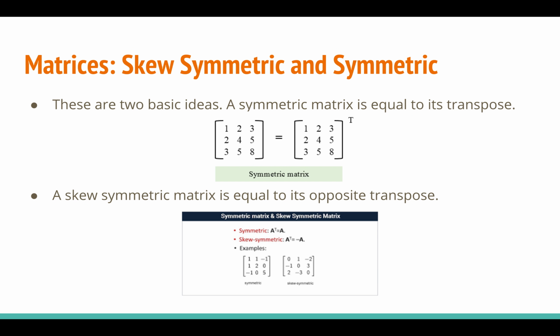We have an example at the bottom of a symmetric matrix and a skew symmetric matrix. I don't know if I can explain that anymore. If you don't understand it, then you just don't.